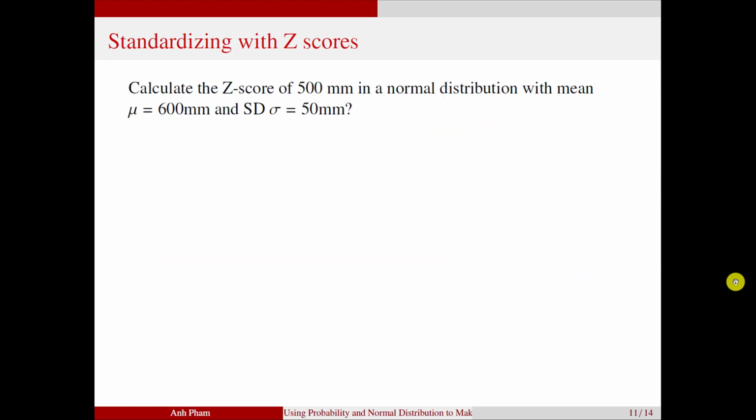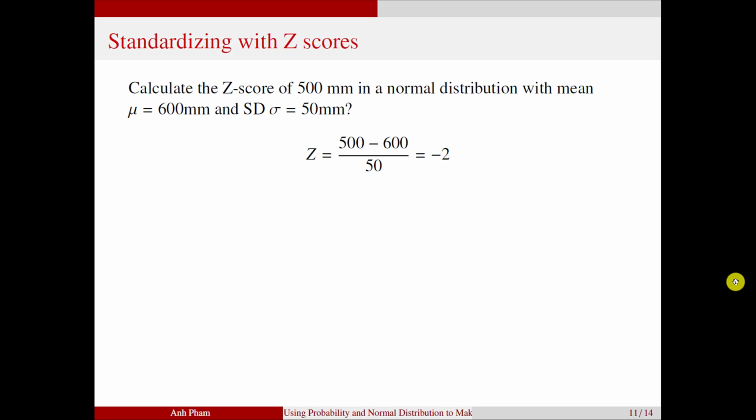So let's use the formula and calculate the z-score of 500 milliliters in the normal distribution with a mean of 600 and a standard deviation of 50. The z-score is equal to the observation minus the mean, divided by the standard deviation. In this case, 500 minus 600, divided by 50, is equal to -2. So you can see that the z-score of 500 milliliters using the formula is the same as the z-score we calculated intuitively a few slides ago.